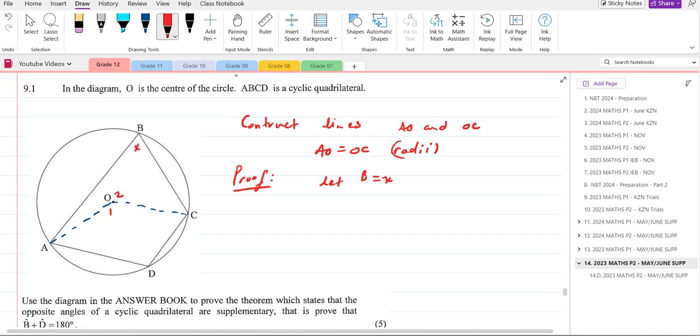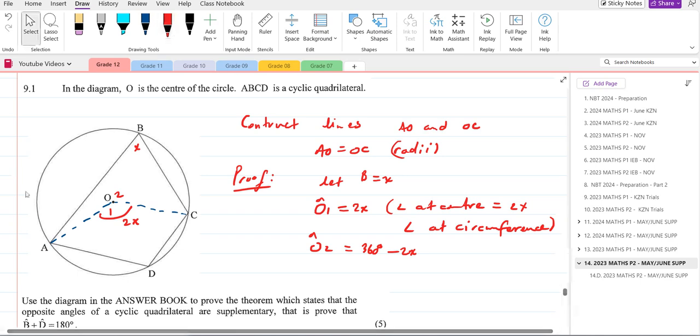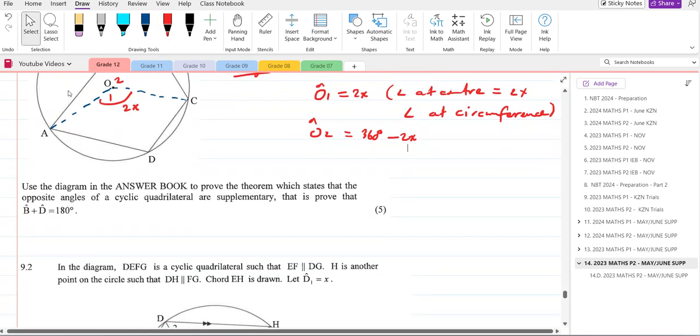Right, so what's angle O1? Angle O1 is equal to 2x because angle at center equals 2 times angle at circumference. Right, so angle O1 is 2x. So what's angle O2? Angle O2 is 360 minus 2x. Okay, angle O2 is 360 minus 2x.